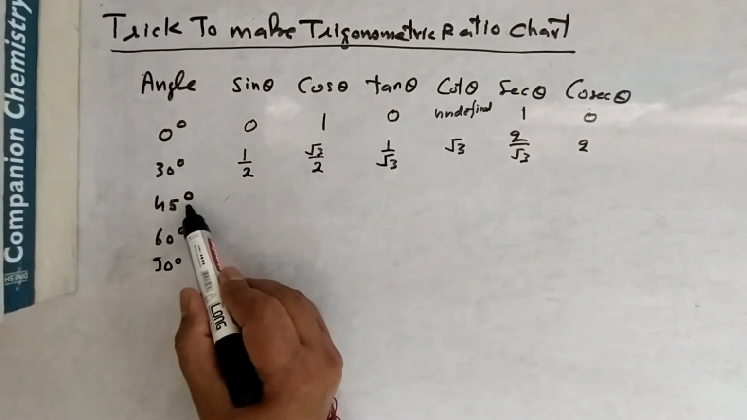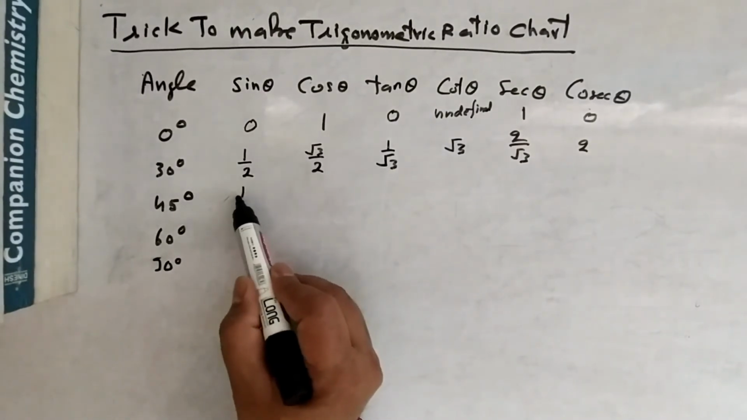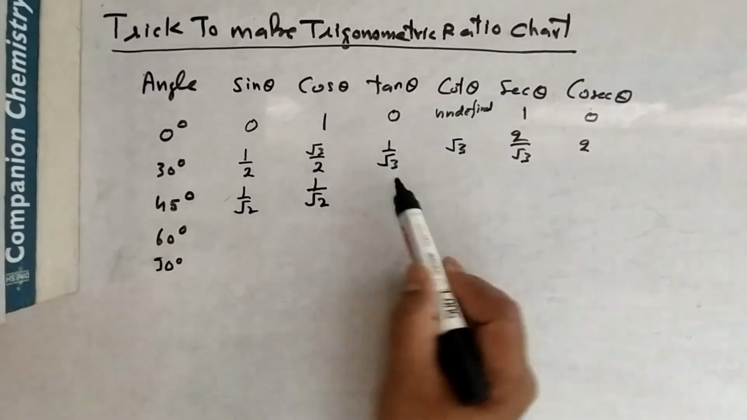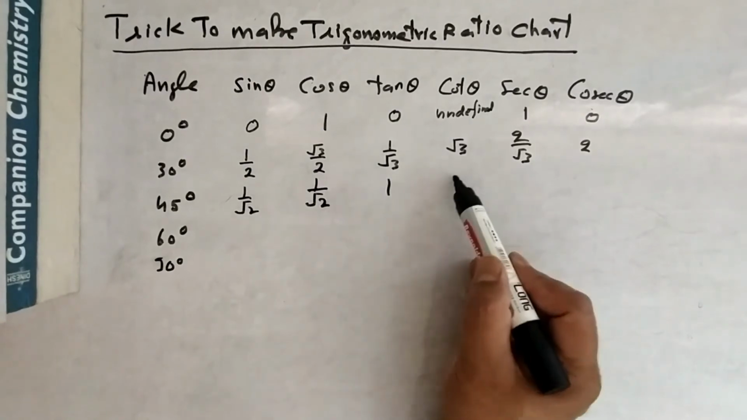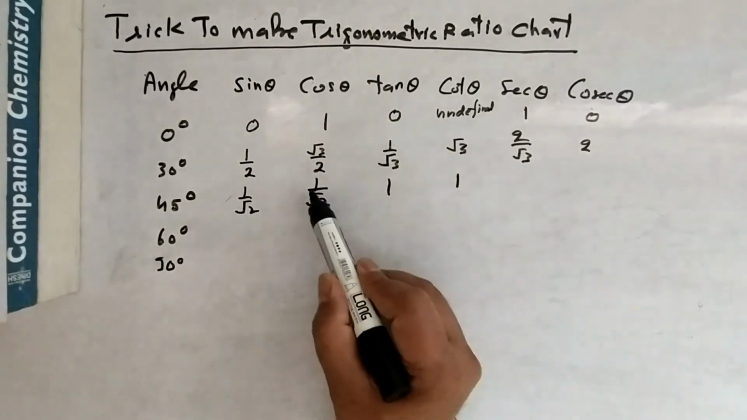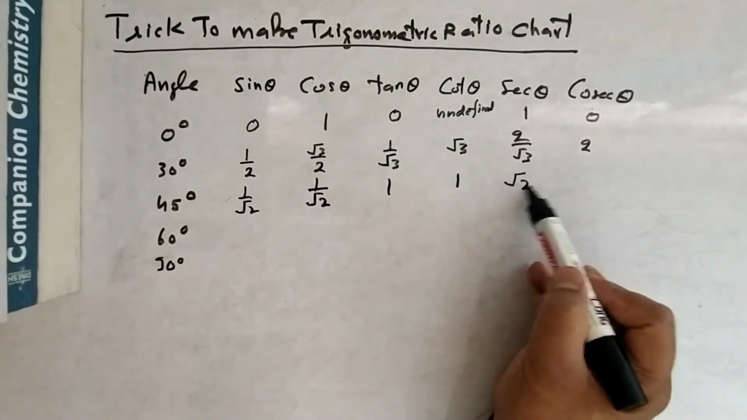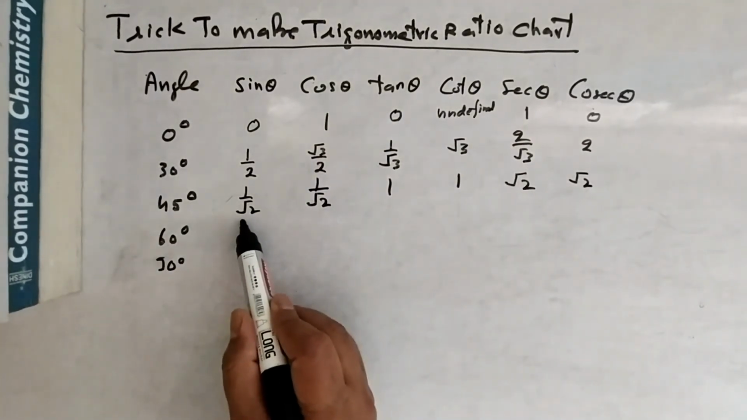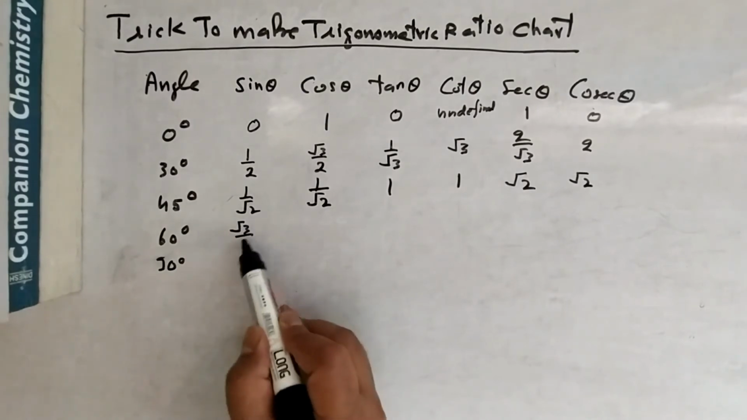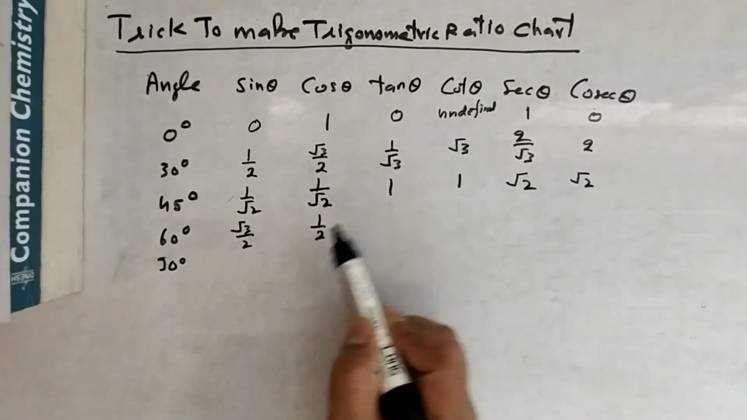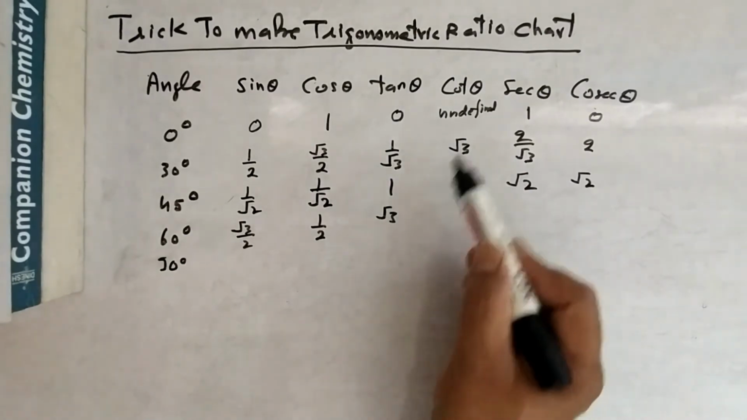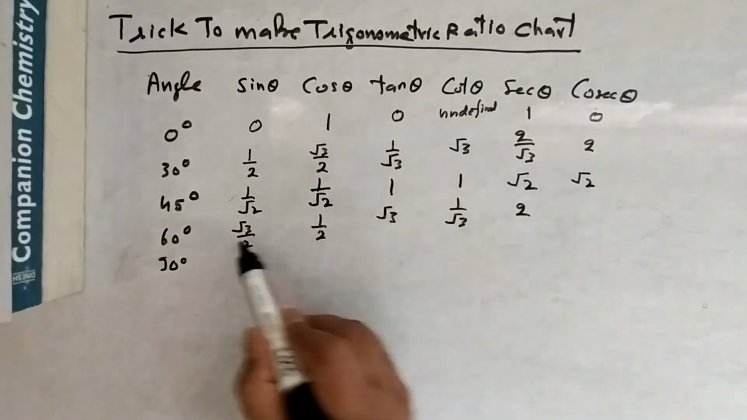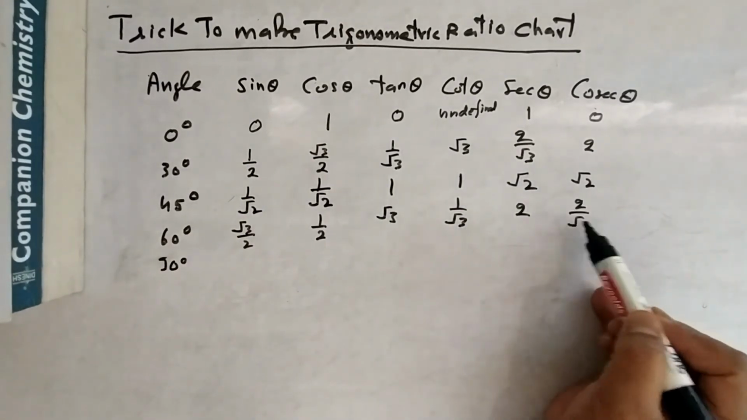Similarly, if you take this 45 degree angle, this is 1 by root 2. And this is also 1 by root 2. And tan 45 is 1. The reciprocal of 1 is 1. The reciprocal of this is root 2. The reciprocal of this is also root 2. 60 degree: this is root 3 by 2, this is half and this is root 3. So the reciprocal of this is 1 by root 3. The reciprocal of this is 2 and the reciprocal of this is 2 by root 3.